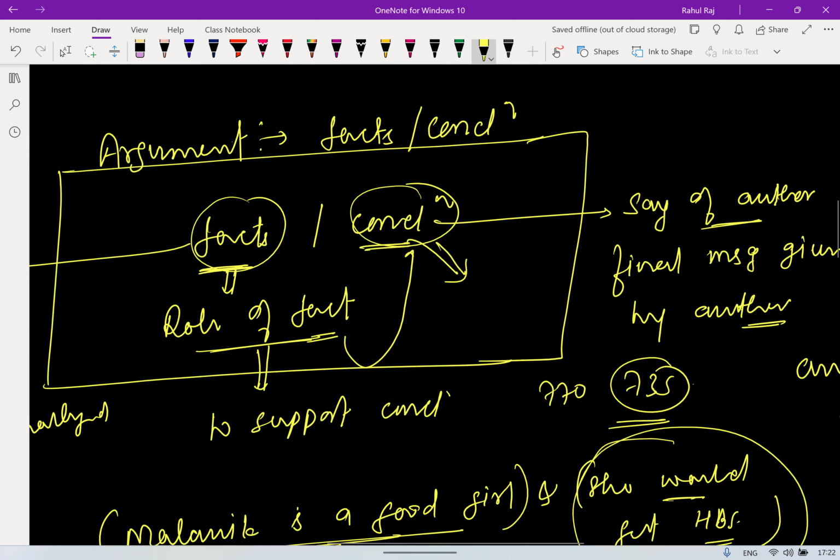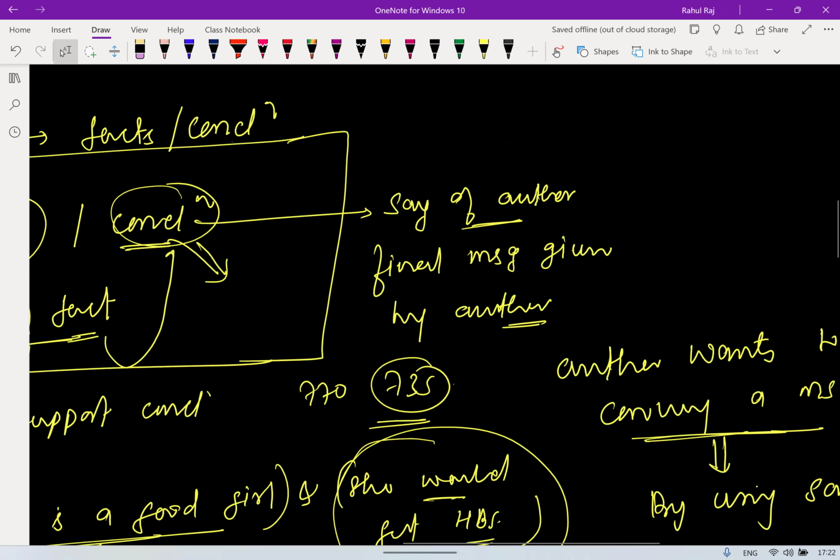All I'm trying to say to you is, in a critical reasoning argument, the way an argument is made, the author wants to convey some sort of a message to you. And how does the author convey a message? By bringing out some fact in the argument. That's as simple as it is. That's as simple as it is. Anyone, any doubt over here?